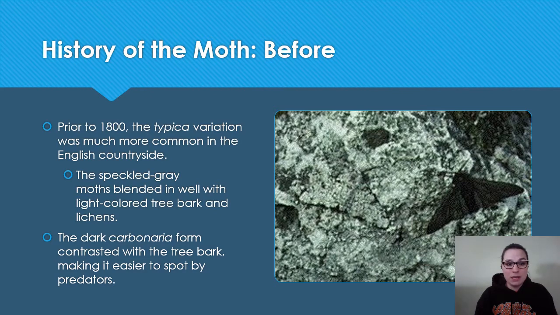Okay, so before the 1800s, the typica variation was much more common in the English countryside, and that was the speckled gray moths because they blended in really well with the light colored bark on the trees and lichens, which are organisms that live on tree bark. And the dark colored contrasted with the tree bark, and as a result of being contrasted, it was easy for the birds to pick them off. So if you look here, it's really easy to see this dark moth right here, and you and I can see it really easily. The birds could see it really easily too, and as a result, this guy was much more likely to get eaten. I don't know if you've noticed, but this right here is kind of the outline of a typica version. And so that one's really well camouflaged. And as a result, the birds didn't eat as many of those because they couldn't find them as easily.